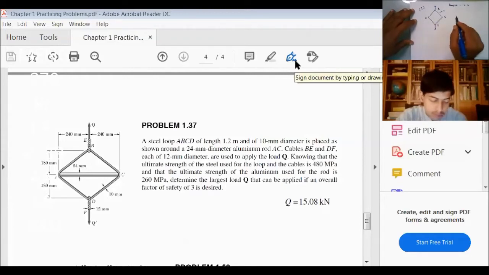In order for this loop and 10 millimeter diameter. So the diameter here is 10 millimeter. And it has diameter, thickness. This diameter is 10 millimeter. Okay.